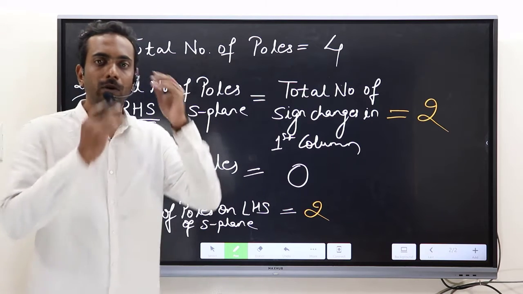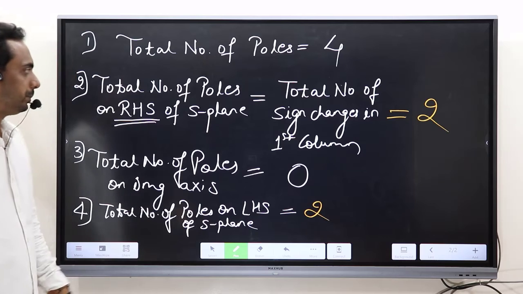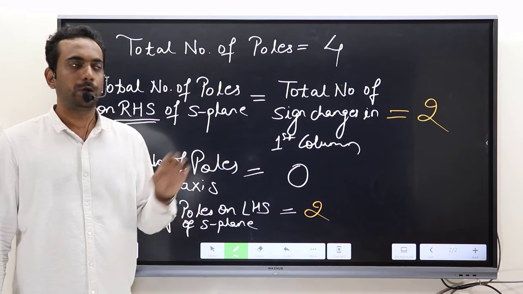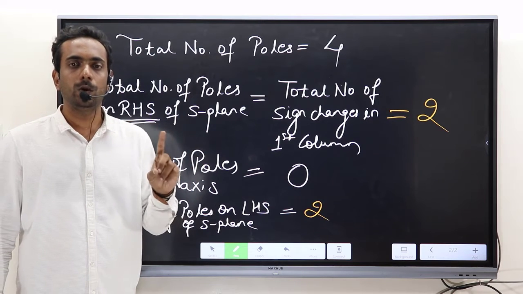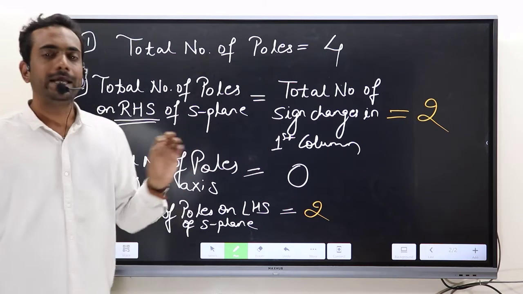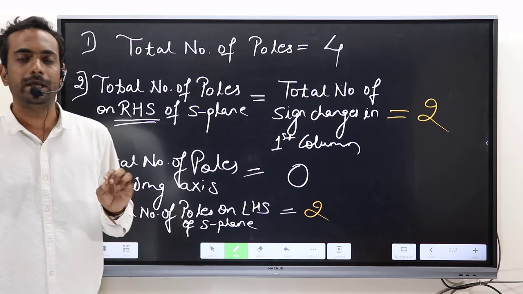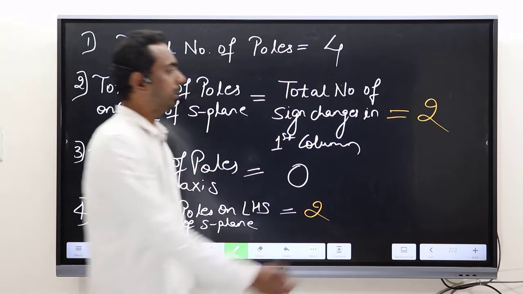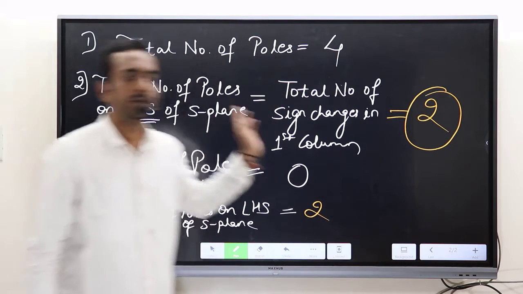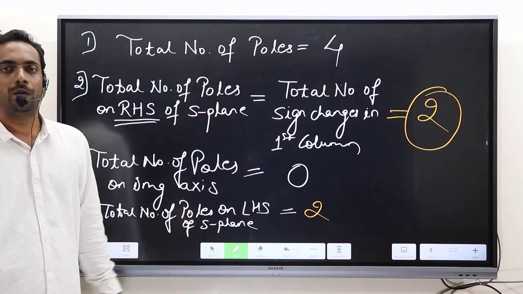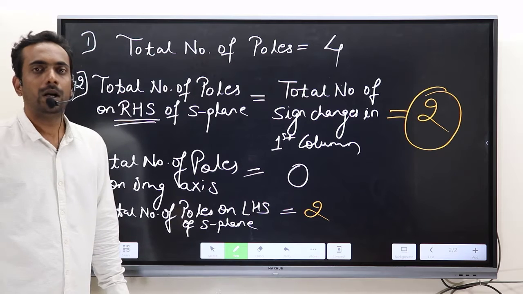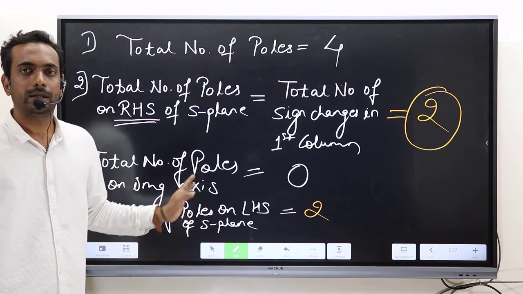क्वेश्चन क्या पूछा था? Comment upon stability. For a given transfer function, please listen here. अगर एक भी पोल होगा right hand side of S plane पे, system is unstable. I have told you the definition. यहाँ पे तो 2 poles है on right hand side of S plane. Hence, the given characteristic equation is of an unstable system. So ये क्या है? It is an unstable system.